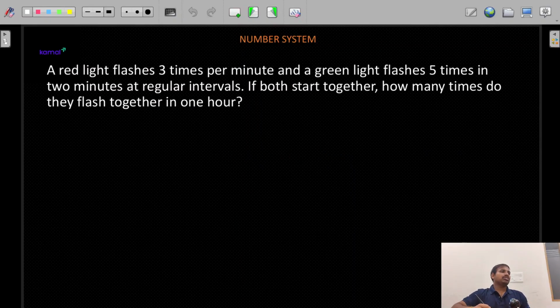This is the first question of this video. The question says: a red light flashes 3 times per minute, and a green light flashes 5 times in 2 minutes, at regular intervals. If both start together, how many times do they flash together in 1 hour? So the thing here is 3 times per minute and 5 times per 2 minutes.